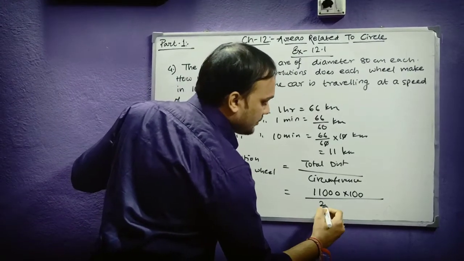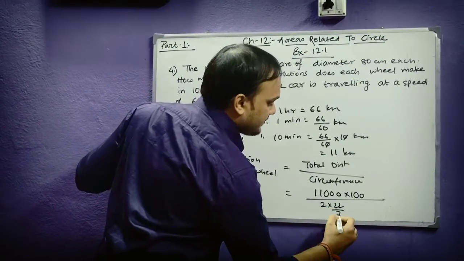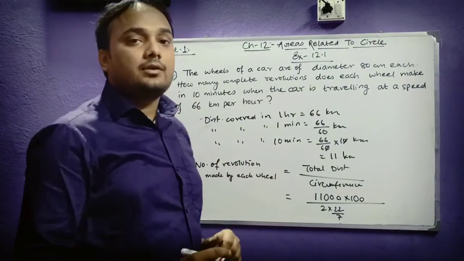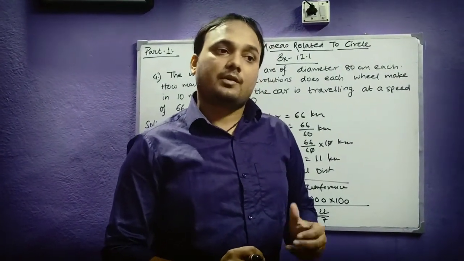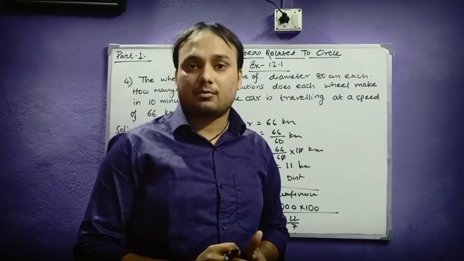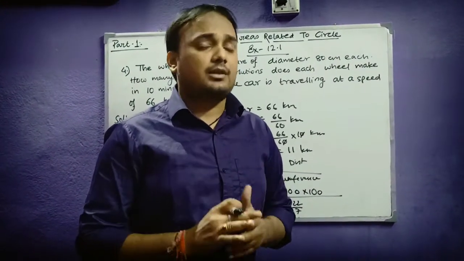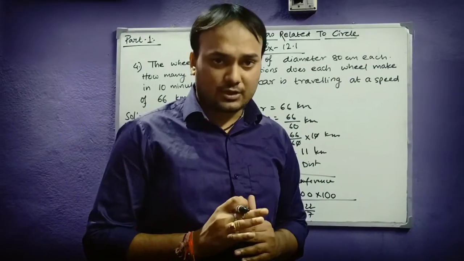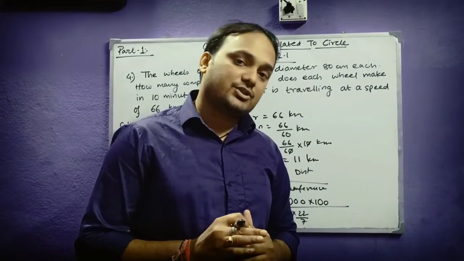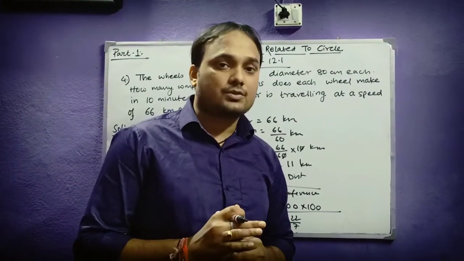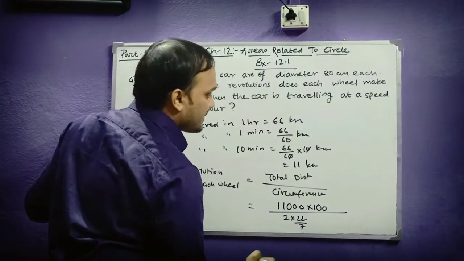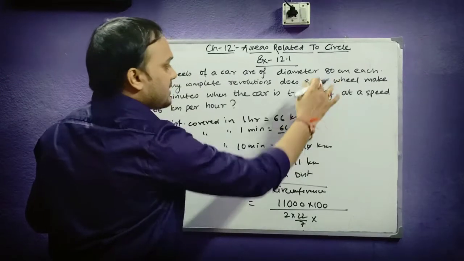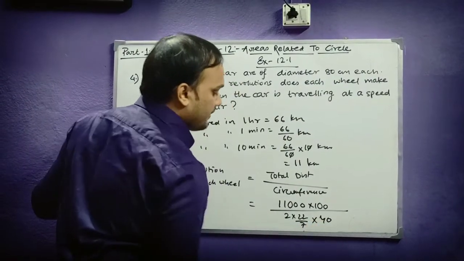That means 2 into 22 by 7 is, sometimes students will be given the value of pi. Many times you need to solve the questions with whatever the value of pi given in the question. But if no such value is mentioned in the question, then you will be using the original value, that is the main value of pi, that is equal to 22 by 7. And it will be equal to 2 into 22 by 7 into radius. Diameter is 80, so radius will obviously be 40.